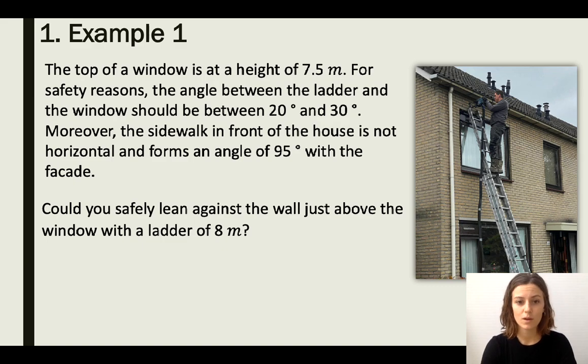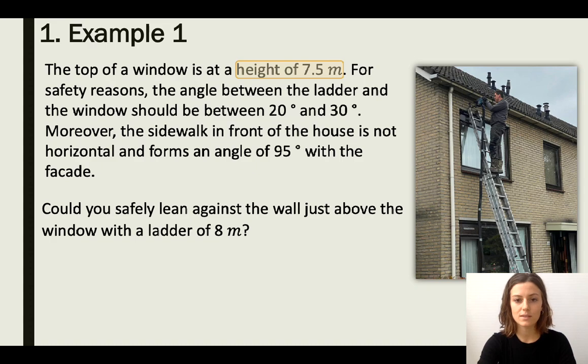The top of a window is at a height of 7.5 meters. For safety reasons, the angle between the ladder and the window should be between 20 degrees and 30 degrees. Moreover, the sidewalk in front of the house is not horizontal and forms an angle of 95 degrees with the facade. The question now is, could you safely lean against the wall just above the window with a ladder of 8 meters? So let's look at what is given.